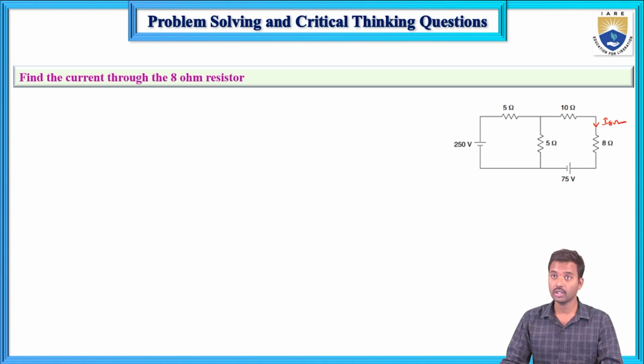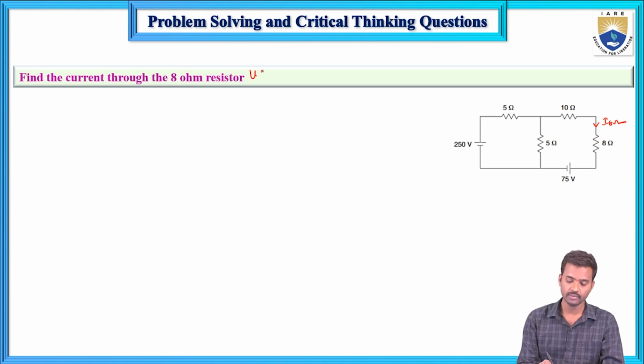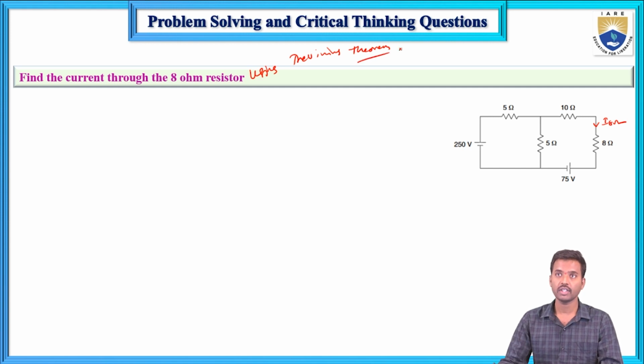In the normal method, you can determine the current flowing through the 8 ohms resistor using mesh analysis and nodal analysis. But here we use Thevenin's theorem. So what are the steps to follow in Thevenin's theorem?